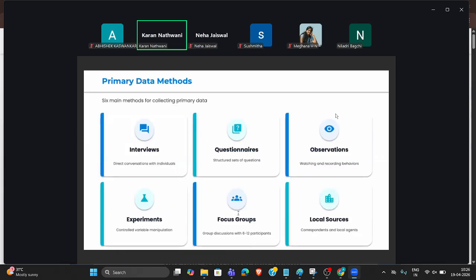So primary data has 6 main methods for collecting data. First is interviews, then questionnaires, observations, experiments, focus groups, that's a group discussion, and local sources, the correspondents and local agents. An interview is like a podcast, something you must have seen. A lot of very rich information comes from there, because it comes from the right person, the actual person who was involved in that particular regime or subject you are interested in.